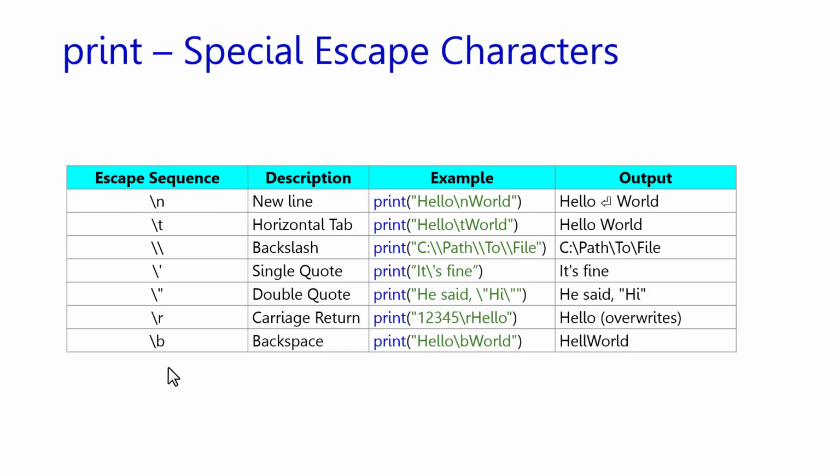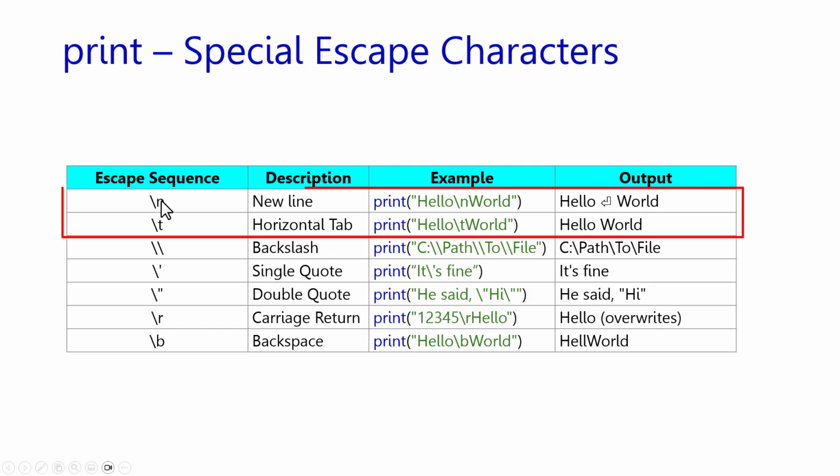Print statement can also allow the special escape characters. Any escape characters will start with a backslash. And here are a few of the escape characters that we have. Each and every escape sequence or character will have some meaning. For example, \n means a new line. \t is a horizontal tab space, and so on.